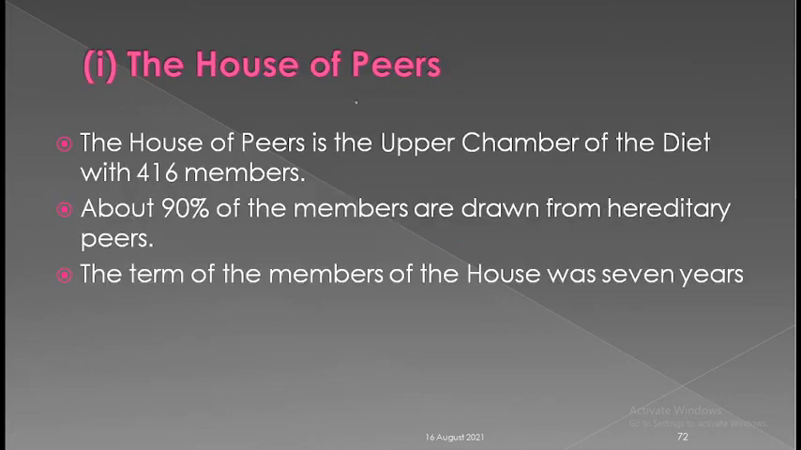Now, the House of Peers. The House of Peers is the upper chamber of the Diet with 416 members. About 90% of the members are drawn from hereditary peers or nobility class or people with high ranking in the society. The term of the members of the House was 7 years.